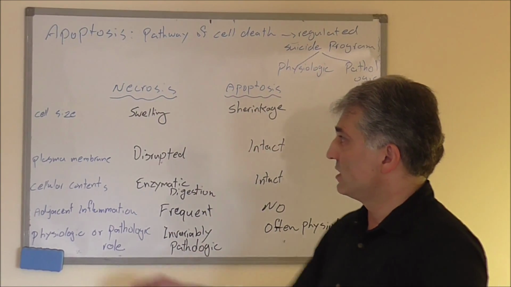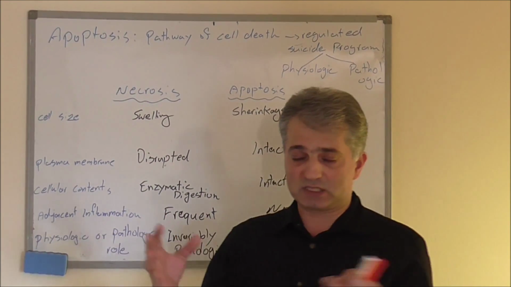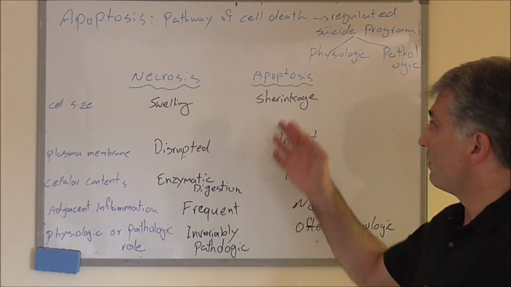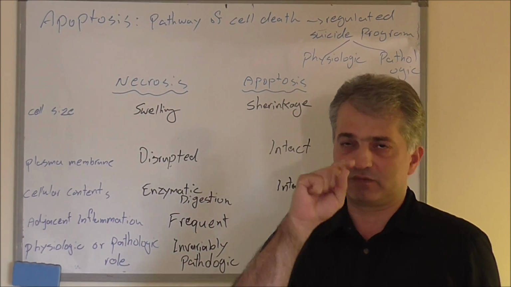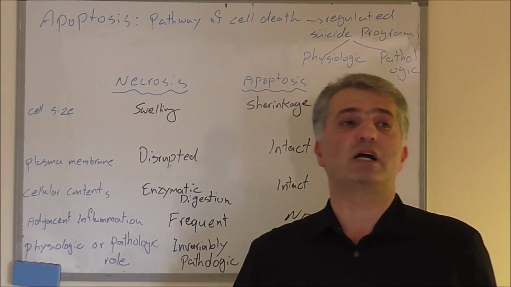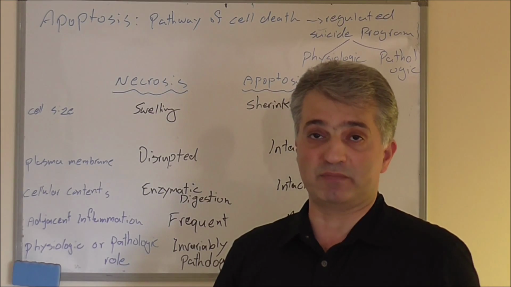For instance, cell size. In necrosis, as I told you, the cell size will increase and eventually the cell will be dead. But in apoptosis, the cell will shrink. This is one thing. Maybe it doesn't help you that much, but it helps. The second part is the plasma membrane.